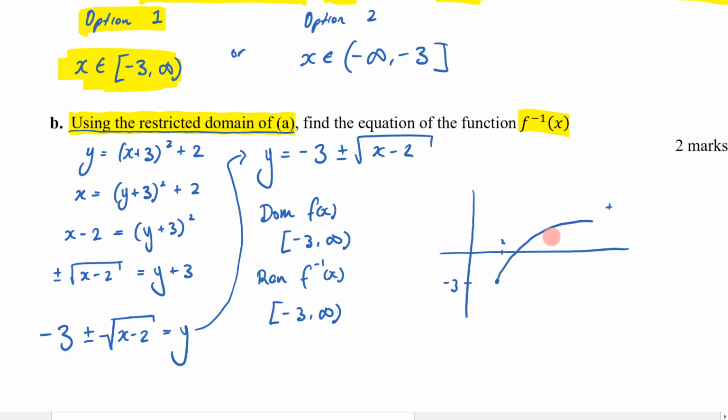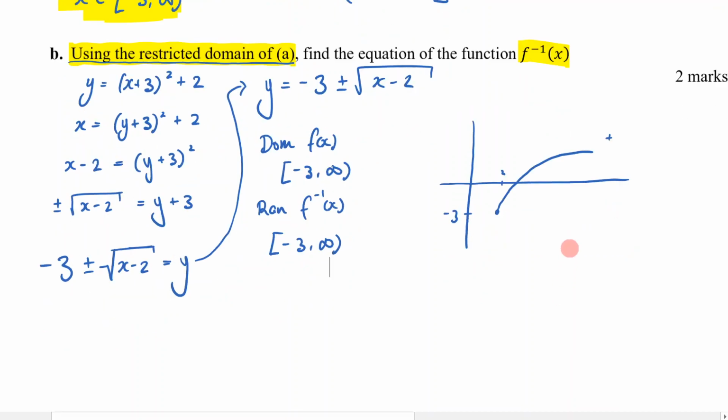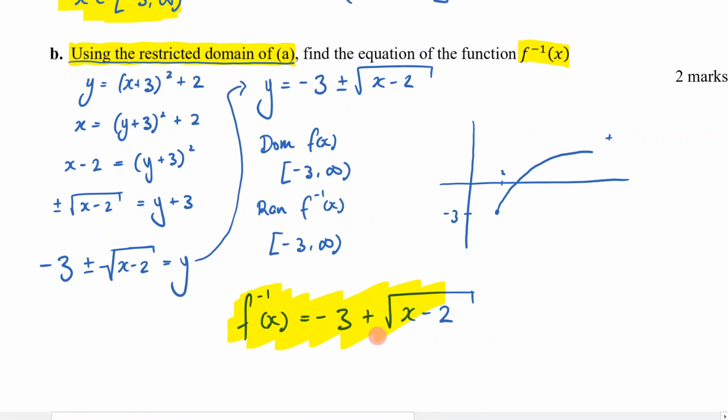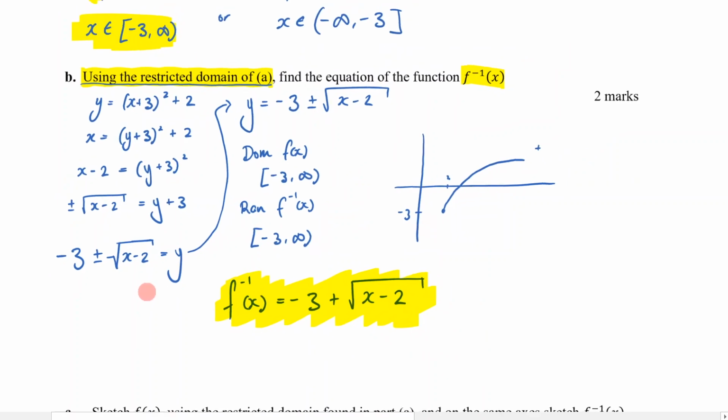So it's very important for you to realize that the domain and range swap from the function to the inverse. And by using that, you can figure out whether it's going to be plus or minus when you have a square root as the inverse. So my final answer is going to be this. The inverse is going to be -3 plus the square root of x minus 2. That's going to be my answer, not plus or minus. It's one or the other. So you use the domain of the function to figure it out.